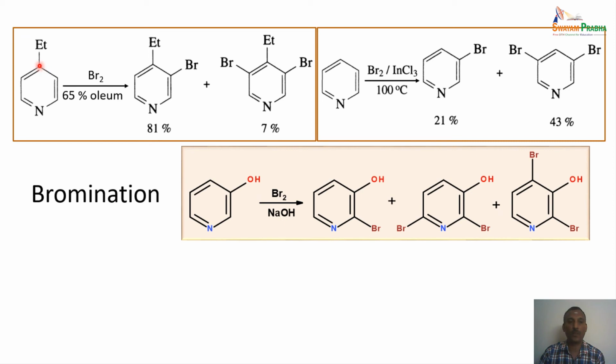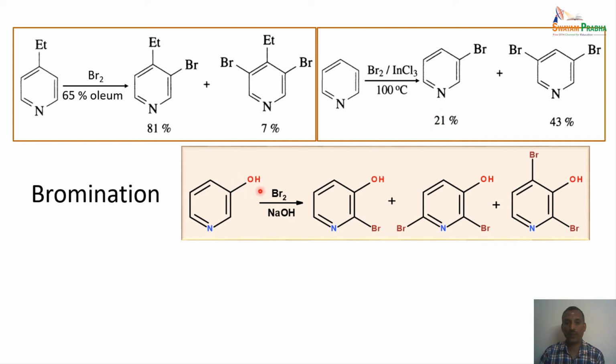So the para-ethyl pyridine can be treated with bromine and 65% oleum to give the ortho derivative, that is, ortho to the ethyl group, formed in 81%, that is, the 3 substitution takes place. The bromination takes place at the 3 position, and the 3 and 5 position, that is, the disubstitution, is formed in 7% only. And if we take just pyridine, treatment of pyridine with bromine and indium chloride at 100 degrees centigrade gives the dibromo derivative in larger quantity, like 43%, and the monobromo derivative is formed in 21%.